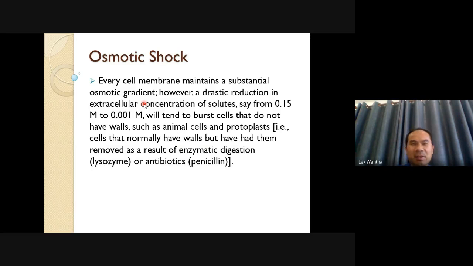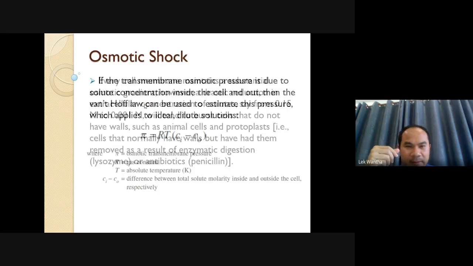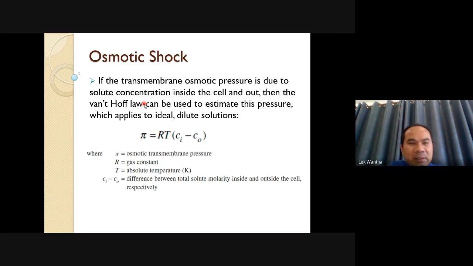Okay. For this case, we talk about the osmotic pressure. Osmotic pressure is the flow of the solvent from the side where the solution concentration is lower to the higher side. This is the osmotic pressure. The cell swells and then breaks, and finally the cell releases some product. For this case, we can relate it to the Van't Hoff law, which is used to estimate this pressure applied to an ideal dilute solution.